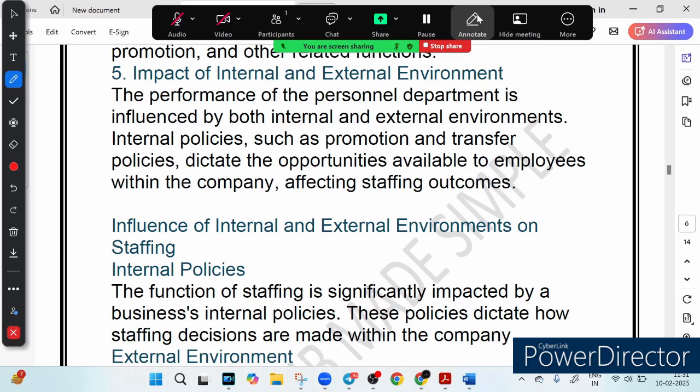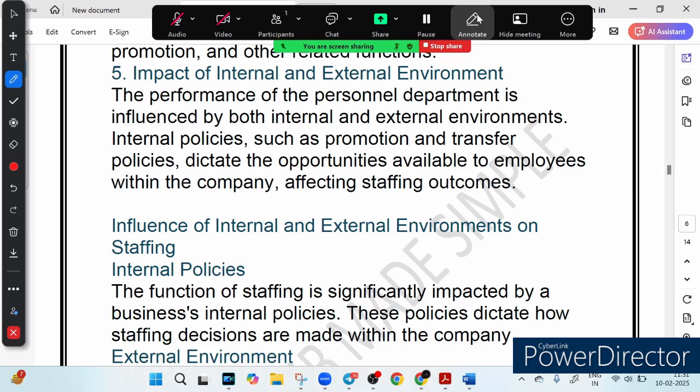Think of a cricket team. The coach selects players, trains them, promotes future stars, and ensures the team stays motivated, all while navigating changing rules and competition pressure. So remember, staffing is not just about hiring; it is about nurturing talent while balancing social responsibility and environmental factors. What is the influence of external and internal environment on staffing? Let's talk about it now.